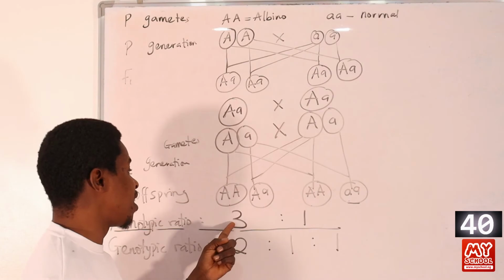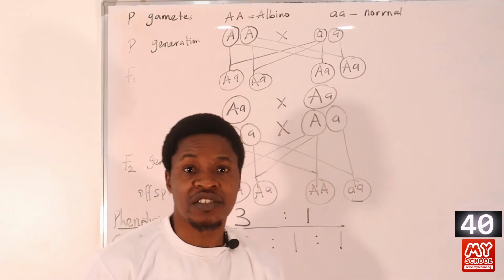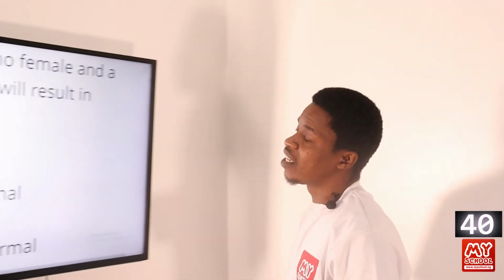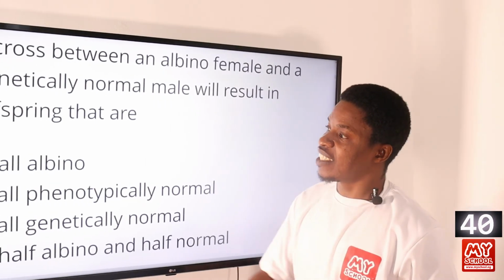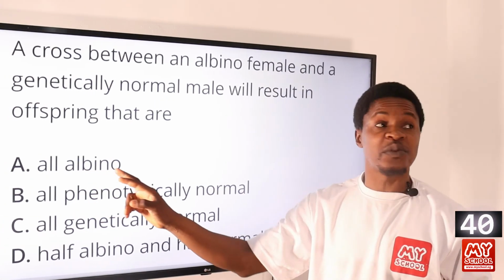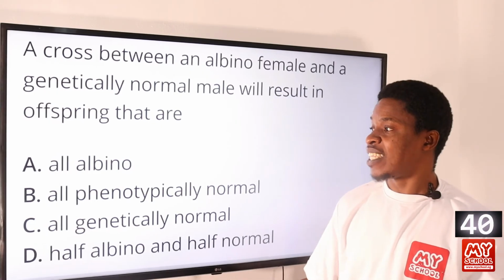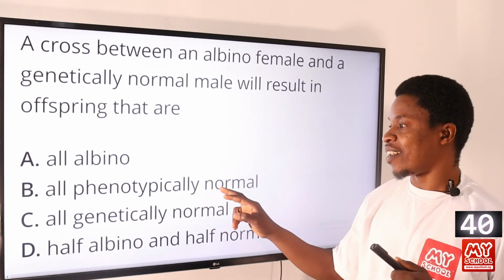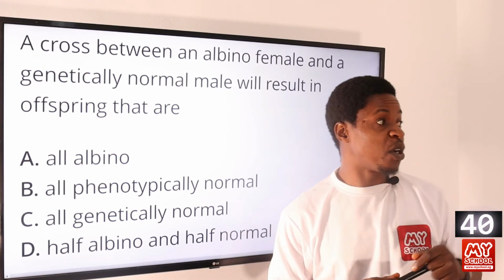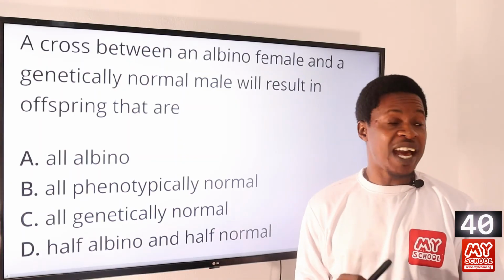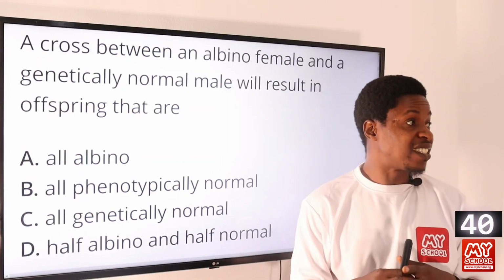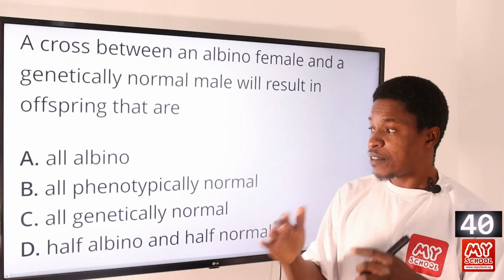So that is ratio 3:1. So let's go back to the screen now to see what we have here. Option A says all albino. That is not true because we have 1 normal that is there. All phenotypically normal. Yes, all phenotypically, because it is ratio 3:1. They have a phenotype that is what? They are normal. We don't have anyone that is very.